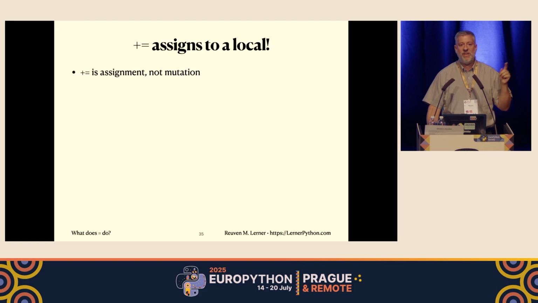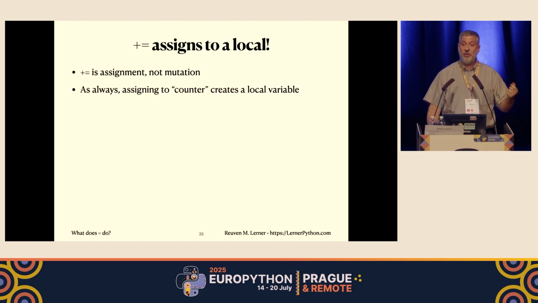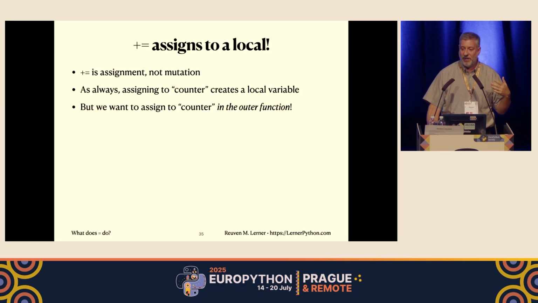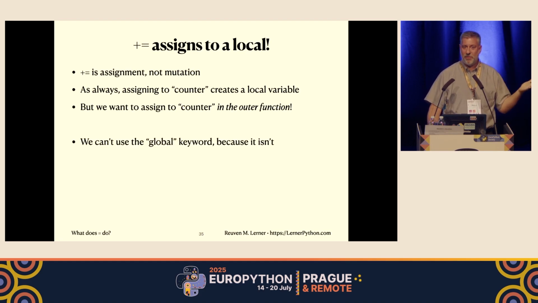Yeah, but Python doesn't know that. And plus equal is assignment, not mutation. And as usual, if I assign to a variable in a function, that creates a local variable. So we want to assign to counter that's outside. Maybe I should use global. Oh no, I can't use global because it's not a global variable, it's a local variable.